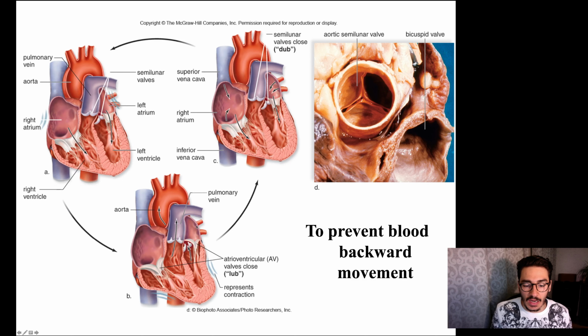But oxygenated blood comes from the lungs into the left ventricle, and the left ventricle contracts and pushes it through the semilunar valve and into the aorta, the biggest artery, the biggest vessel in our body. And from that point the blood is distributed through the body.